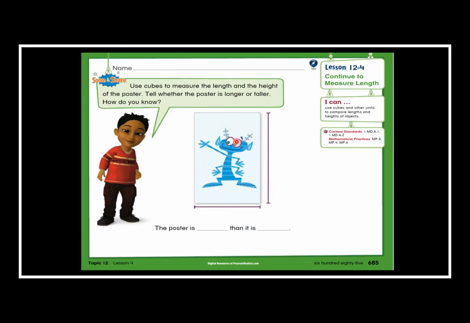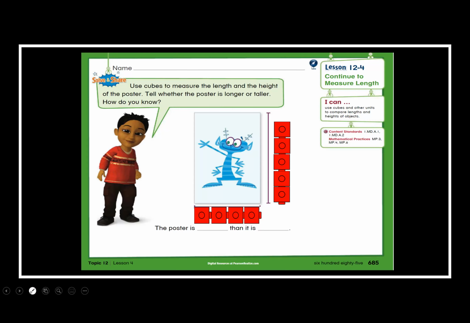Now here we're talking about the picture, the poster over here. Now we will take help of cubes and find out whether it is longer or taller. So let's quickly place our cubes. 1, 2, 3, 4. So this poster is 4 cubes long. Now what about the height? How tall is it? 1, 2, 3, 4, 5. So you see, it is 4 cubes long and 5 cubes tall.